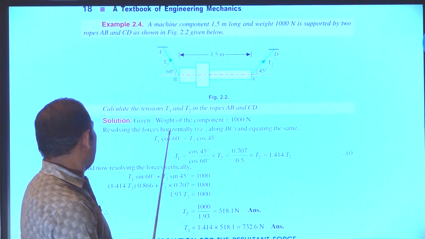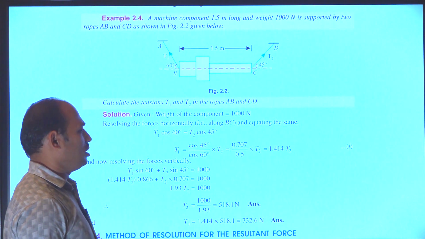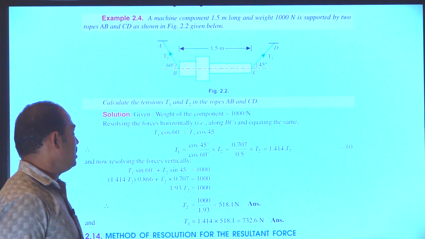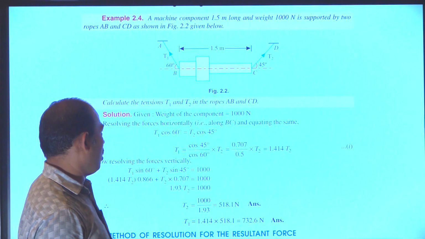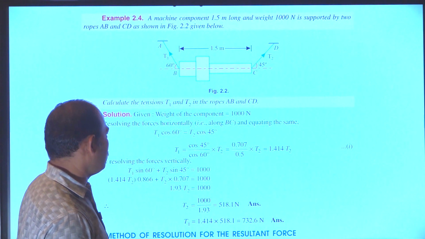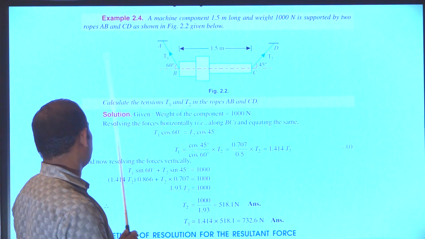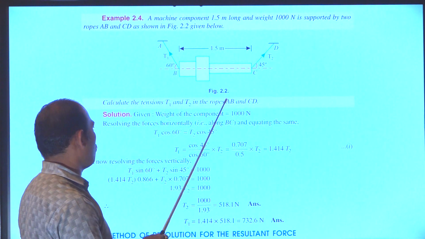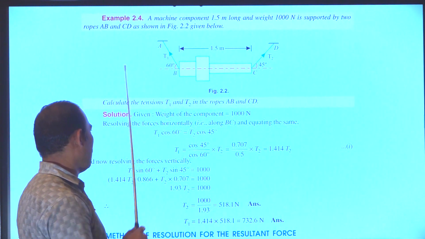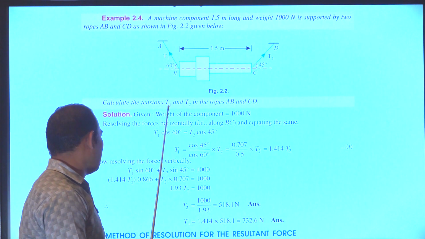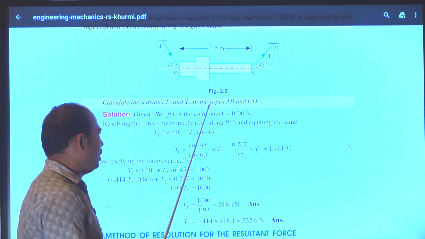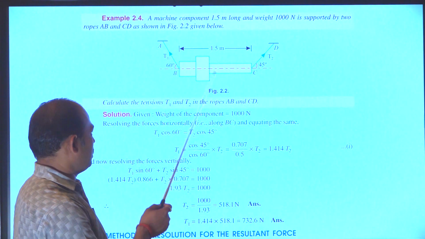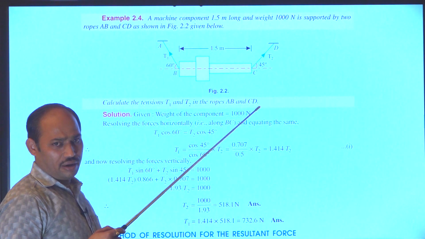Now, taking a problem related to resolution of forces, problem 2.4. A machine component 1.5 meter long and weighing 1000 Newton is supported by two ropes AB and CD as shown in figure 2.2 given below. Calculate the tensions T1 and T2 in the ropes AB and CD. I think this question is clear.